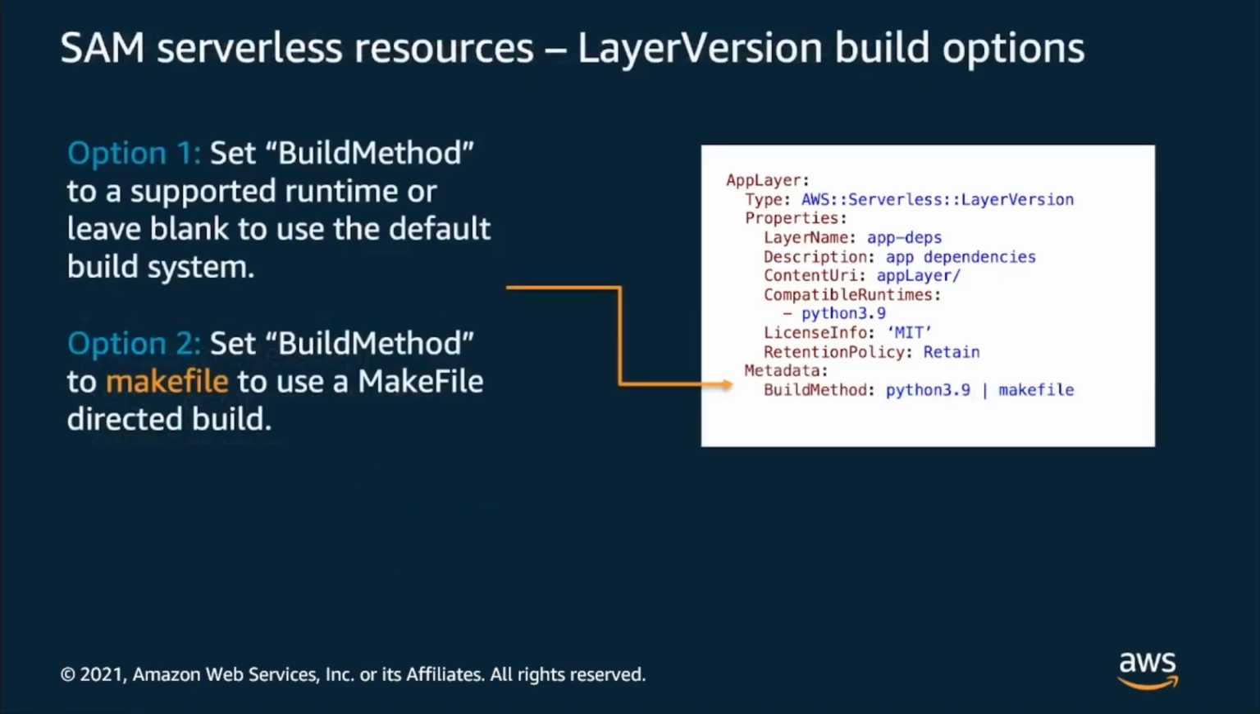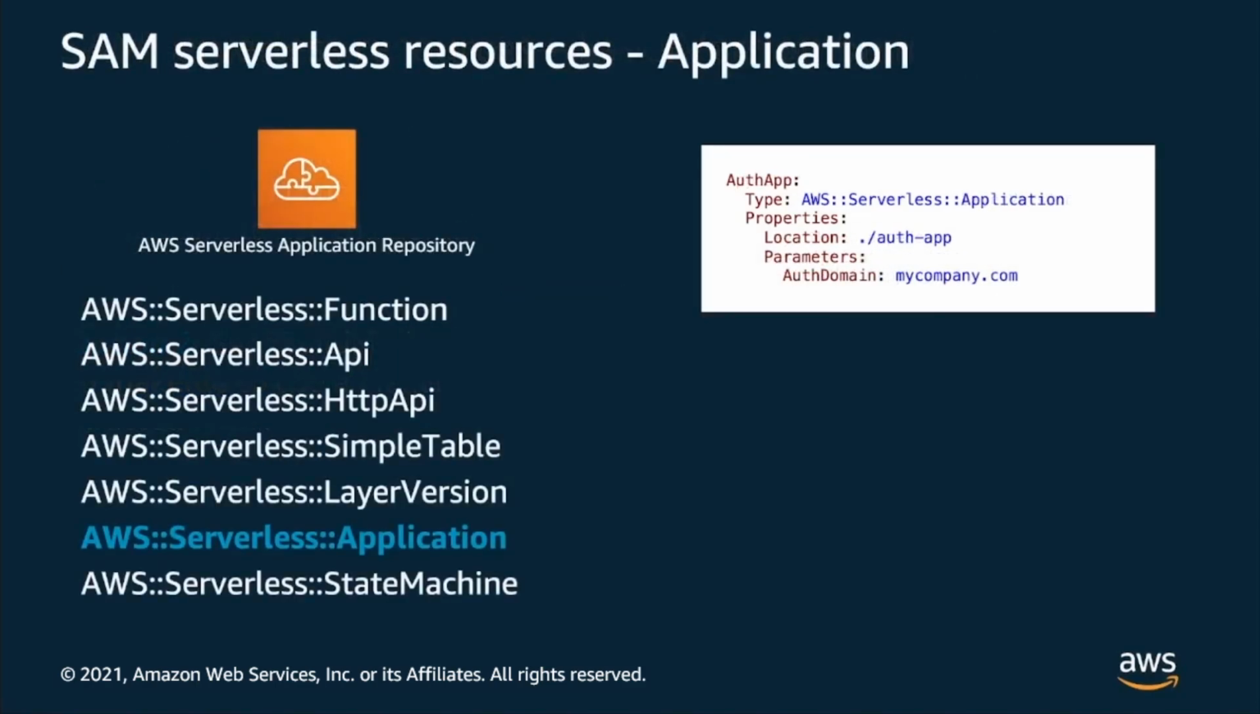Just like a Lambda function, with the layers, you can set the build method and build as you'd like to do. So the next resource we have is the serverless application. And the serverless application allows you to really break down your application into simple chunks that you can manage templates with. It allows for nested applications.